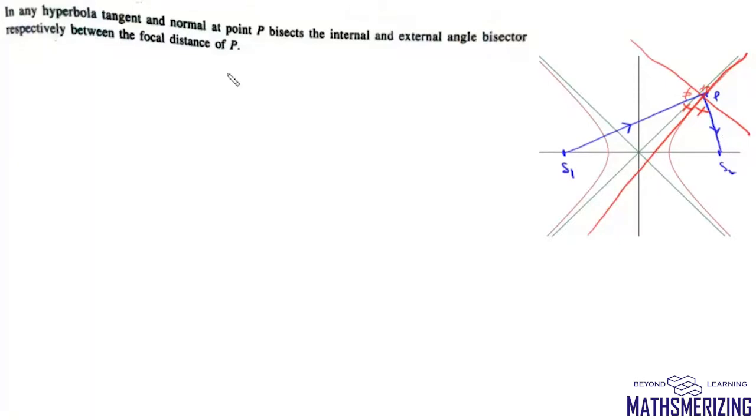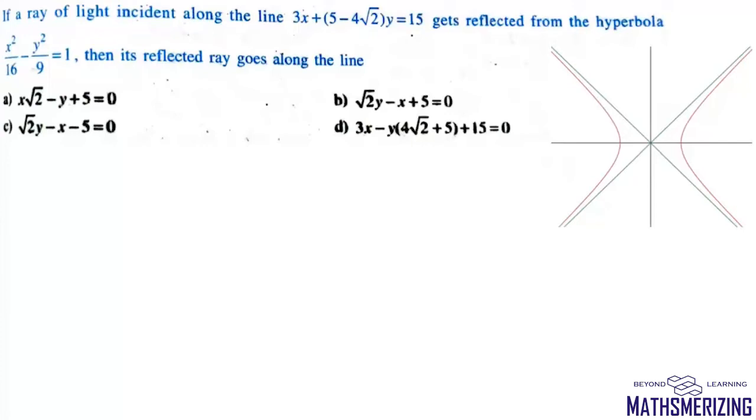Let us take up an example. Here the question is: if a ray of light incident along the line 3x + (5 − 4√2)y = 15 gets reflected from the hyperbola x²/16 − y²/9 = 1, then its reflected ray goes along which of the following lines?